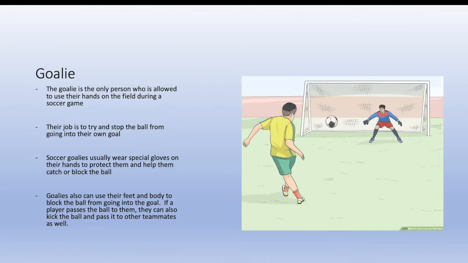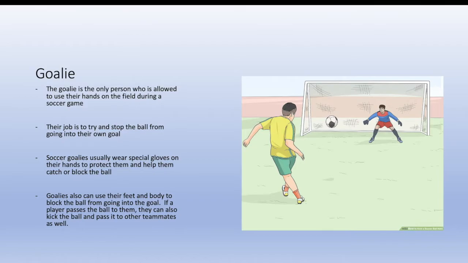Goalie. The goalie is the only person who is allowed to use their hands on the field during a soccer game. Their job is to try and stop the ball from going into their own goal. Soccer goalies usually wear special gloves on their hands to protect them and help them to catch or block the ball. Goalies also can use their feet and body to block the ball from going into the goal.